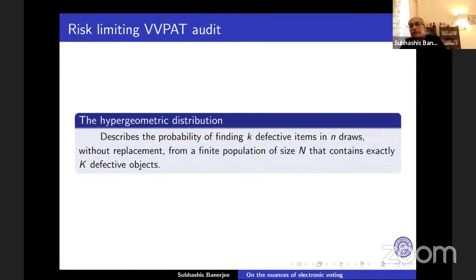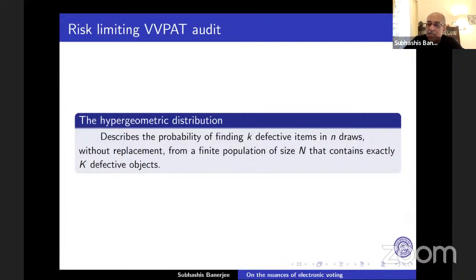This describes the probability of finding k defective items in n draws without replacement. The binomial distribution is with replacement, and the only difference between the binomial and the hypergeometric distribution is with replacement and without replacement. So you have a population size of capital N, and you assume that there are exactly k defective objects.